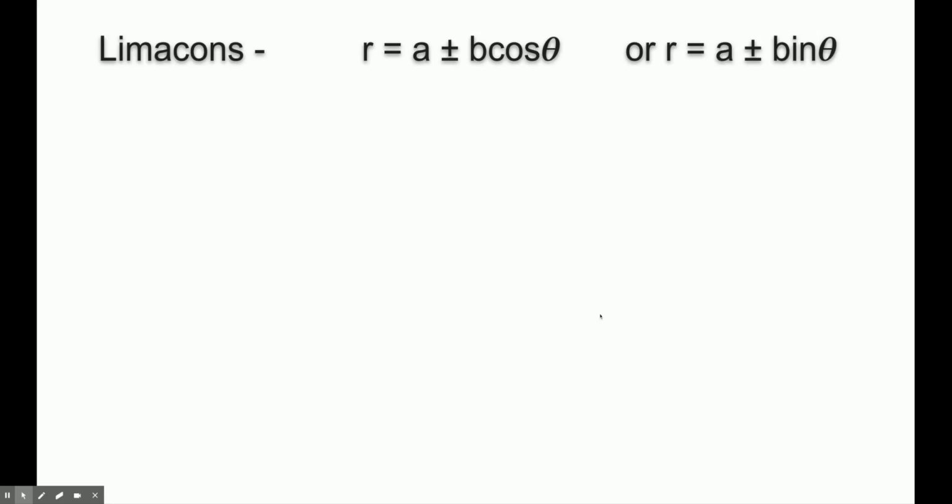So let's start off with an easy type. The first one we're going to start off with is something called a cardioid. If you've ever heard the word cardioid before, to me that makes me think of the word heart. Let's take a look. A cardioid is where a divided by b is equal to 1. Now, in all reality, this should say the absolute value of a divided by b is equal to 1.